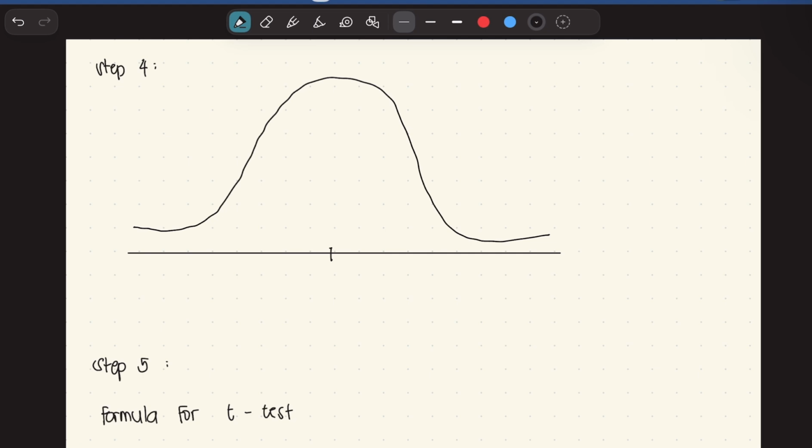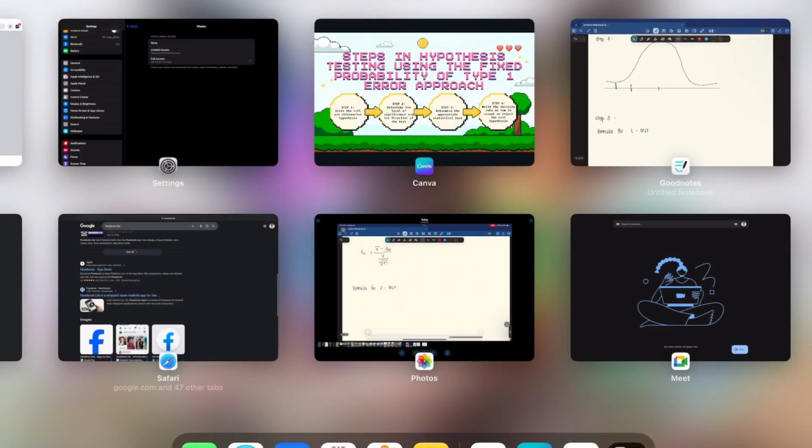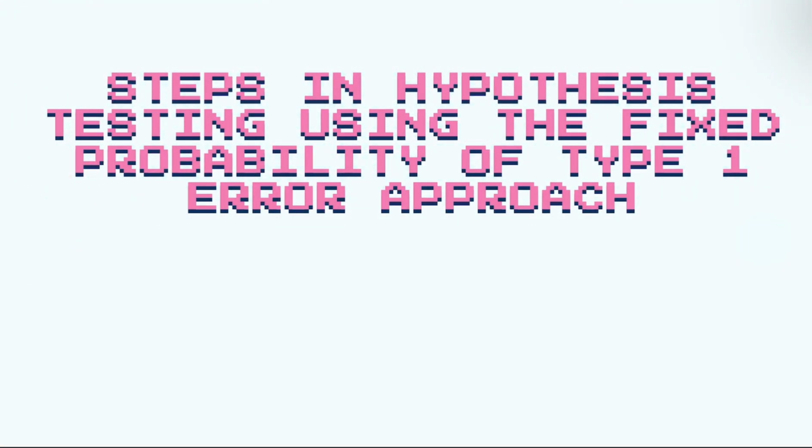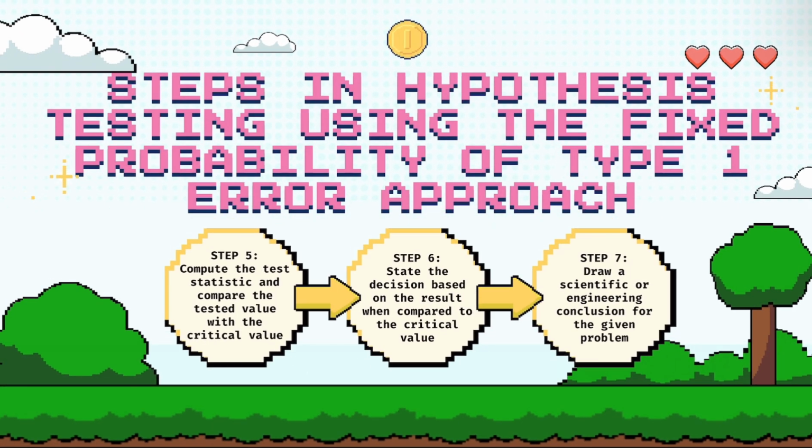Maggagawa tayo ng decision rule on how to accept or reject the null hypothesis. Magagawa tayo ng decision if ang ating computed value ay nag-fall sa critical region. Halimbawa, ang ating critical value or critical region ay nandito. If ang ating computed value ay bumaksak dito, ibig sabihin, meron tayong evidence na tama ang claim ng ating problem. Ang next step naman natin, doon na tayo magko-compute, which is compute the test statistic and compare the tested value with the critical value.